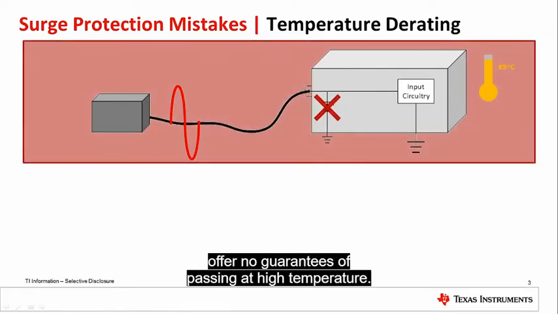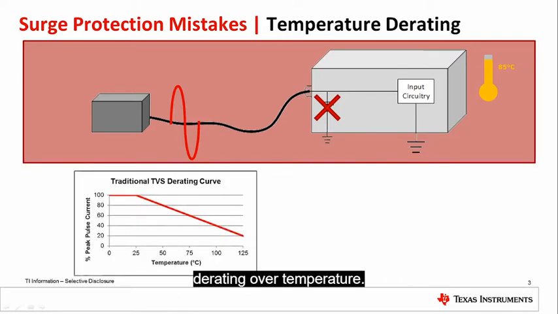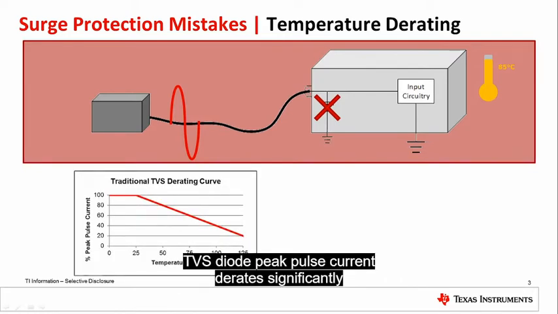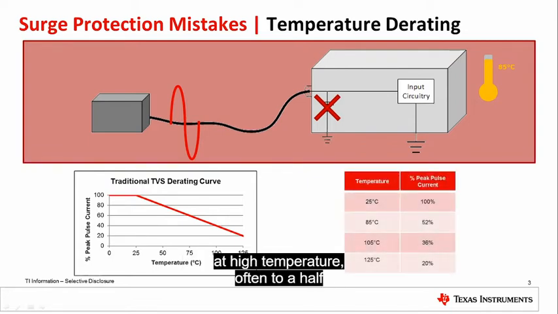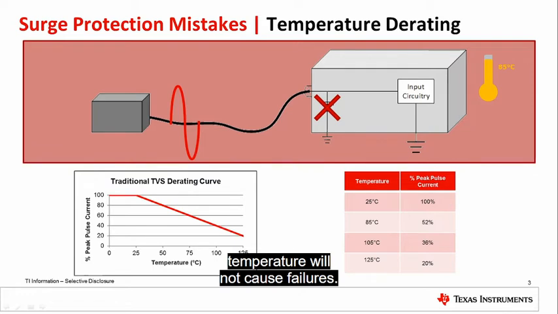passing at high temperature. Most TVS diode datasheets include a graph showing derating over temperature. TVS diode peak pulse current derates significantly at high temperature, often to half or even a quarter of the nominal value, so ensure that the TVS peak pulse current at your maximum ambient temperature will not cause failures.